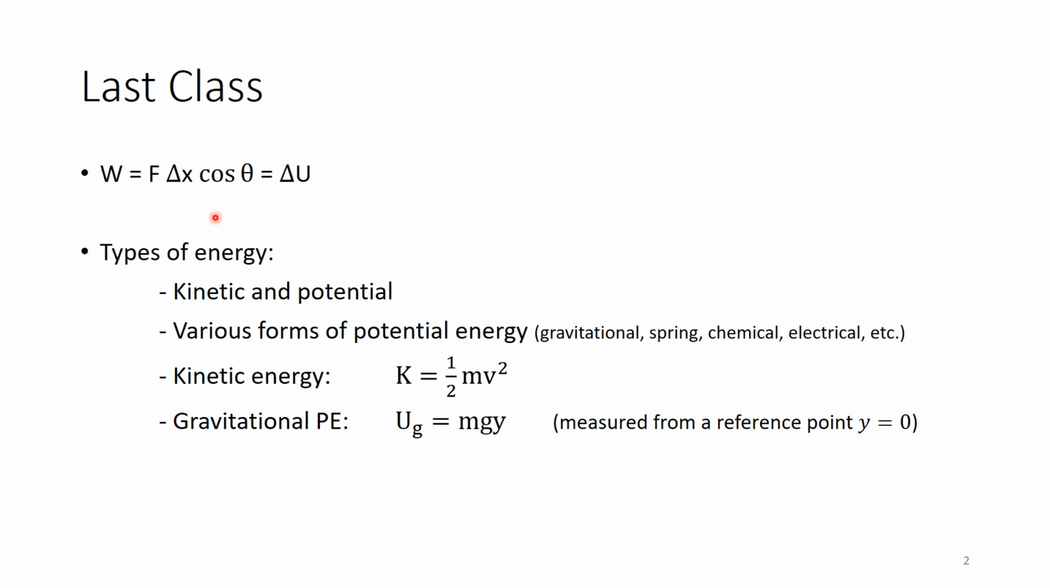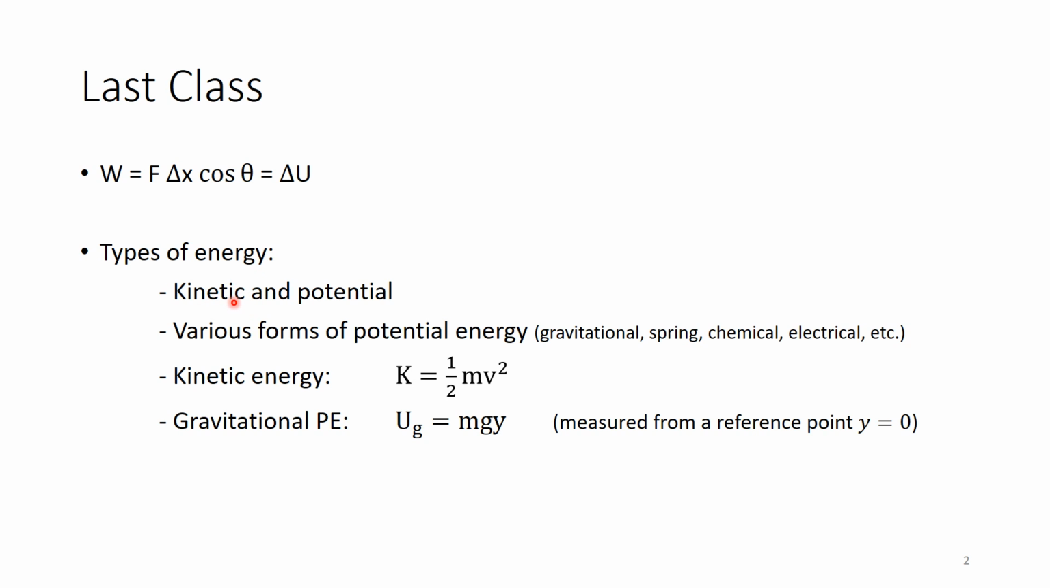Previously, we have studied work. Work done depends on the force applied and the distance moved by the force in the direction of the force. That's where the angle theta comes in. Angle theta is the angle between the force and the delta x. And work done creates change in energy. So delta U is the change in energy brought about by doing work. This work can be positive, negative, or zero, so it would change the energy positively, negatively, or not create any change. Then we looked at types of energy.